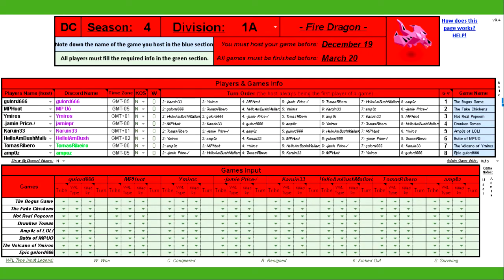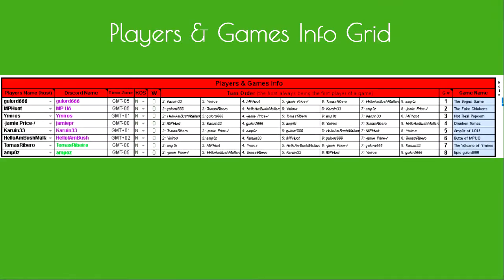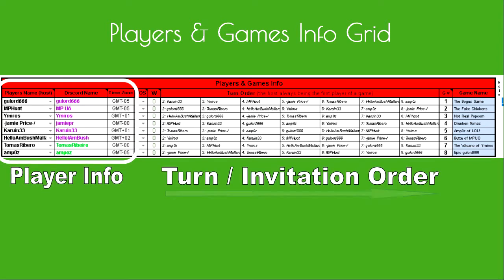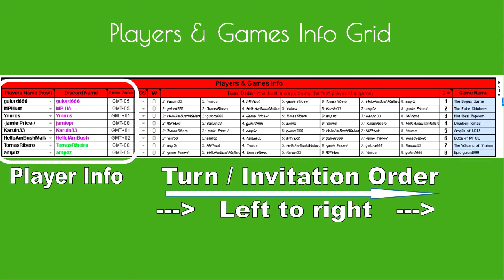This video explains in more detail how to use the division sheet. The top grid, called Players and Game Info, shows every player in this division. The middle section, called Turn Order, is the exact order you will need to use to invite your opponents to the game you're going to host.